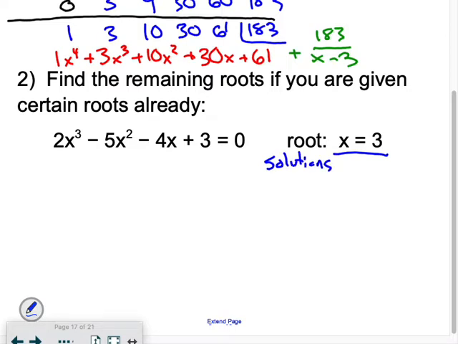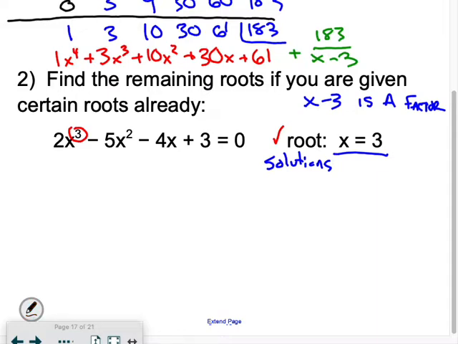And if it's a root, which is also a solution, that also means, this is the unnecessary part, that x minus 3 is a factor of the given polynomial. So in order to find the other roots of this polynomial, there's 3 total because the degree of this polynomial is 3. We have one of them right here. Right? So I need to find the other 2.